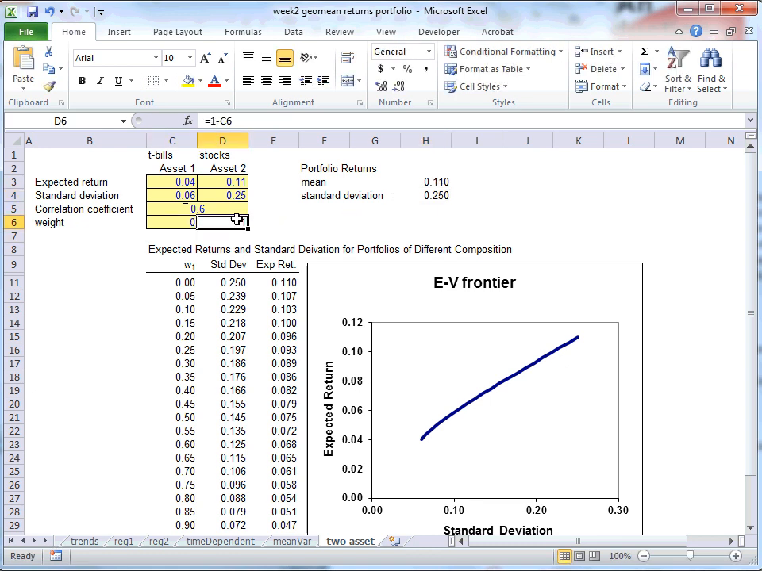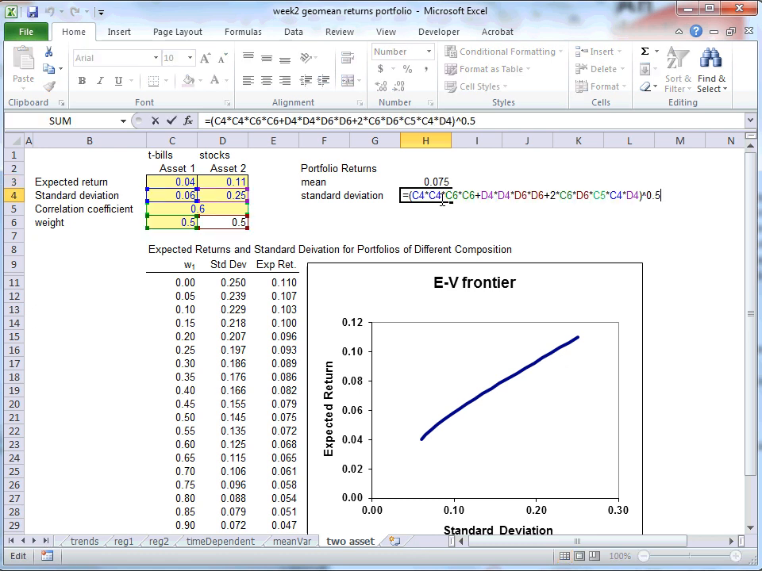We put a 0 weight here. All of our weight is on Asset 2. We have a 0.11 return, 0.25 standard deviation. 0.5 is halfway between, and we get 0.75% return. Our standard deviation formula is given here, and you can look at the previous slide and see that it is the same calculation. Take the square root of it to get the standard deviation.